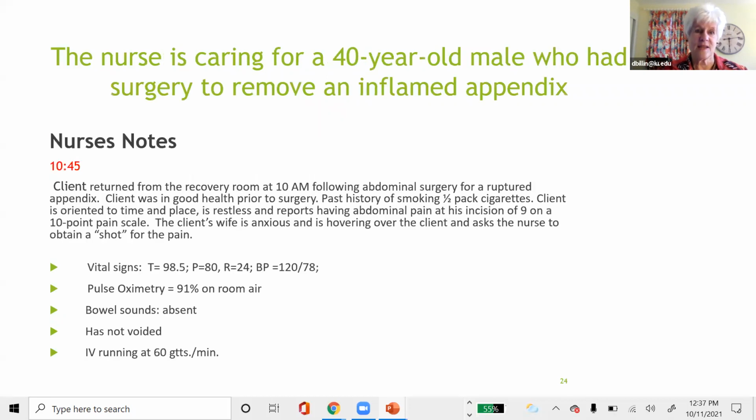So let's take a look at this. And here's some information about the patient. He's 40 years old, male, and he had his appendix removed. And it's now 10:45, and here's what the nurse's notes tell us. So take a minute and look at that. And that's some information.